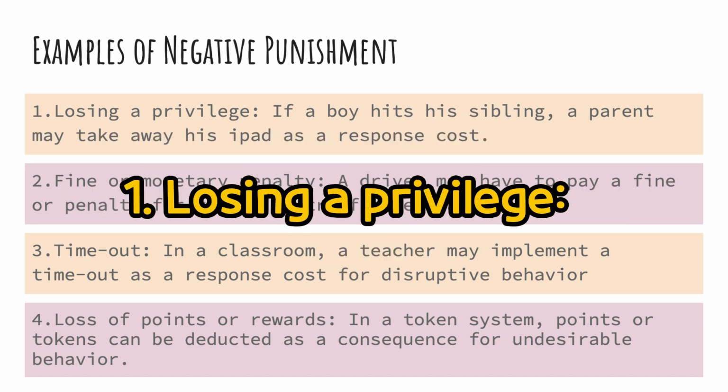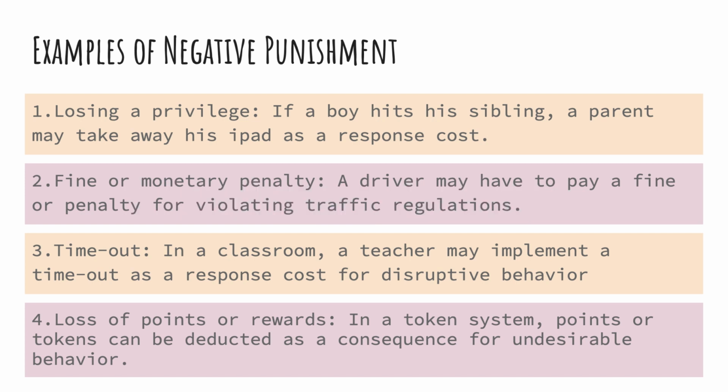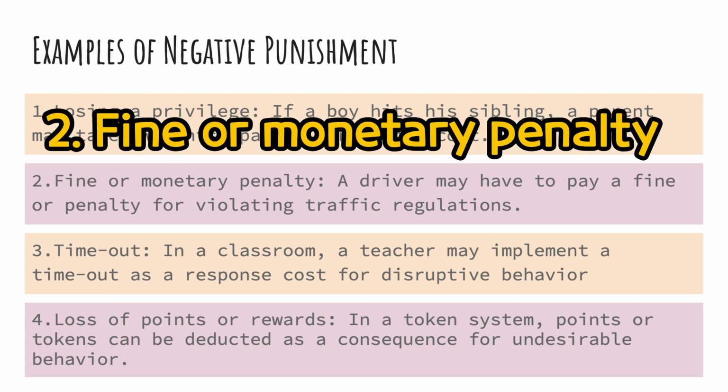Losing a privilege. Imagine a scenario where a boy hits his sibling. In response to this behavior, a parent decides to take away the boy's iPad as a consequence. By removing the privilege of using the iPad, the parent is employing negative punishment to discourage the aggressive behavior towards the sibling. Fine or monetary penalty.